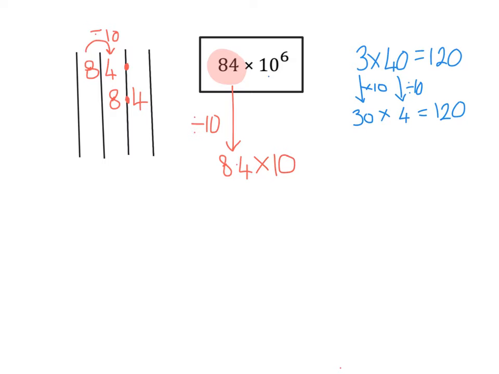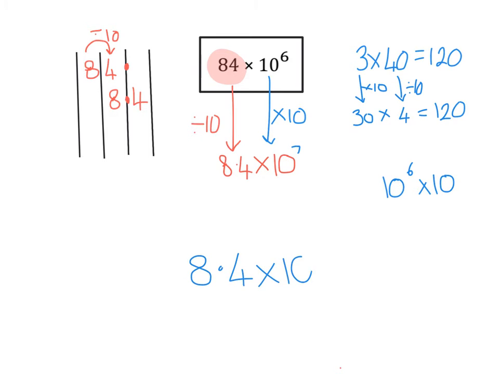So that's what we're going to do here. I'm going to times this by 10. Now 10 to the power of 6 times 10, well, that's going to end up being 10 to the power of 7, because 10 times 10 times 10 times 10 times 10 times 10 times another 10 is 10 to the power of 7. So my whole answer, 8.4 times 10 to the power of 7.